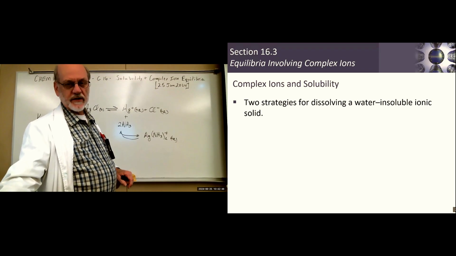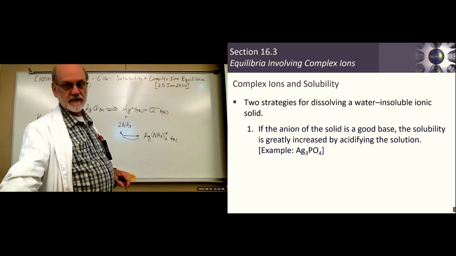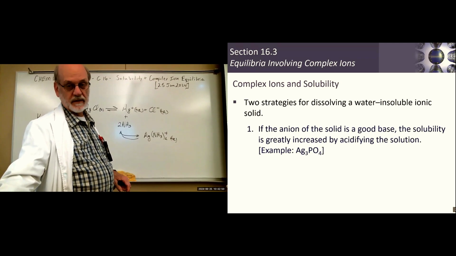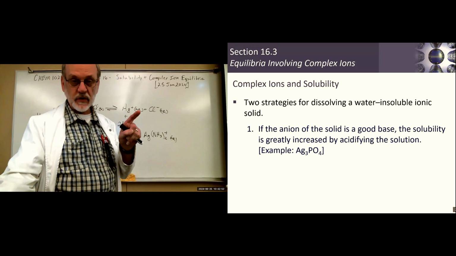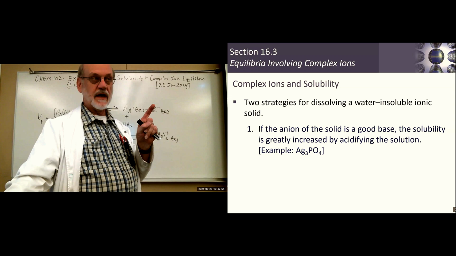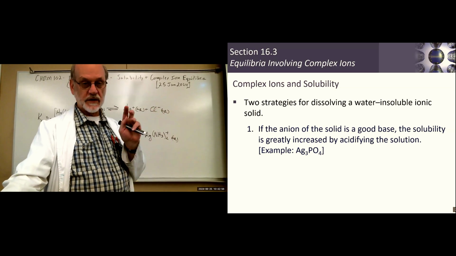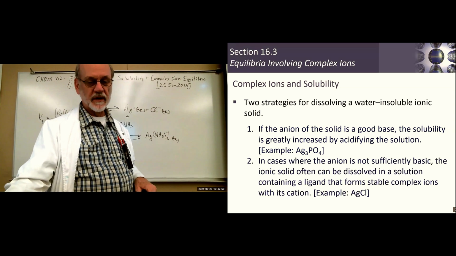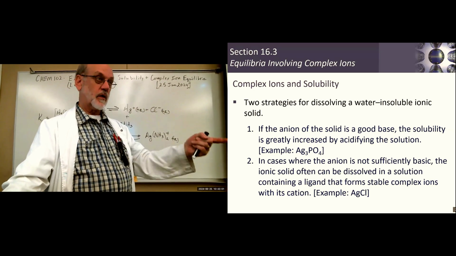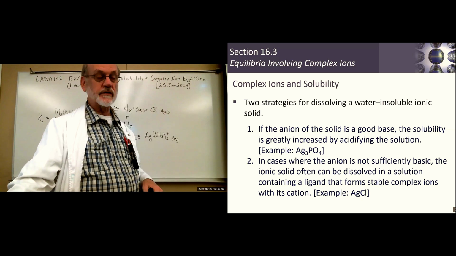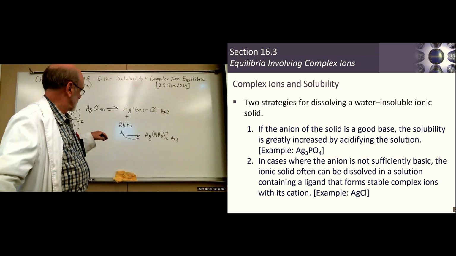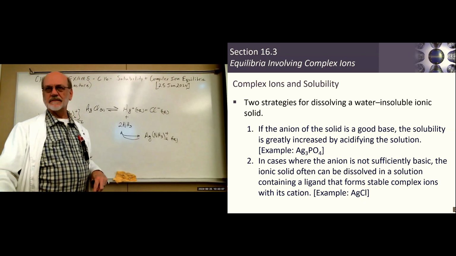So these are the two strategies for solubilizing a salt. If you have a very good or strong base as a consequence, like phosphate, then you just acidify it, no problem. If you don't, then you have to go to a complex ion. Those are the two strategies for solubilizing sparingly soluble salts.